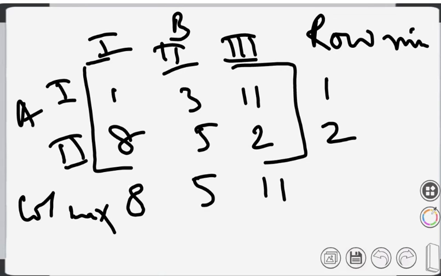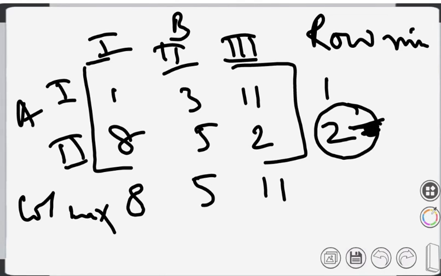Then you have to check the max of row mean. What is the max of row mean? That is 2. Row minimum and maximum: what is the maximum of row minimum? So 1 or 2, the maximum of 1 and 2 is 2.